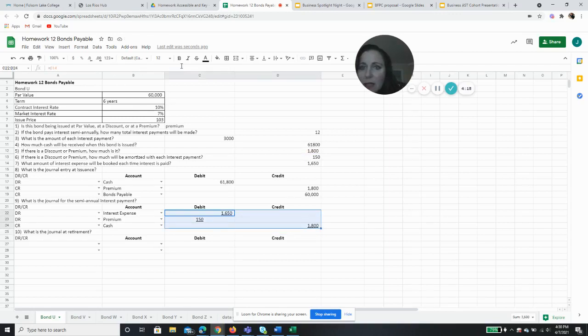Why are these things underlined? I have no idea. So let's just get rid of that.